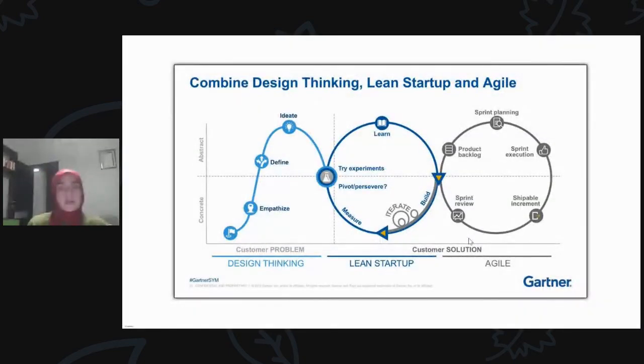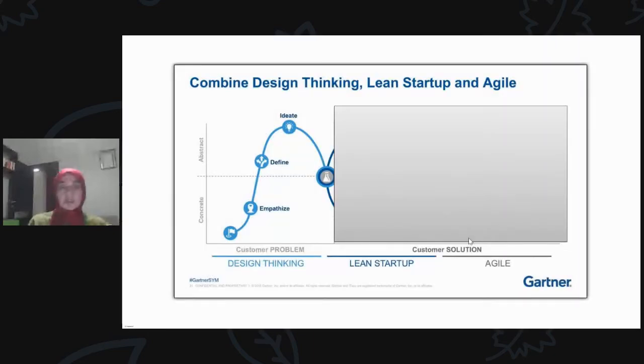If you can see this graph, it has been provided by Gartner. You will see that they mention design thinking. It's about the customer problem. It's focusing on the customer problem. But lean and agile focus on the customer solution, which means that the first phase, called design thinking, is really very important because you can invest a lot of time and effort to build something which is not needed by the customer, or maybe he or she didn't like it.